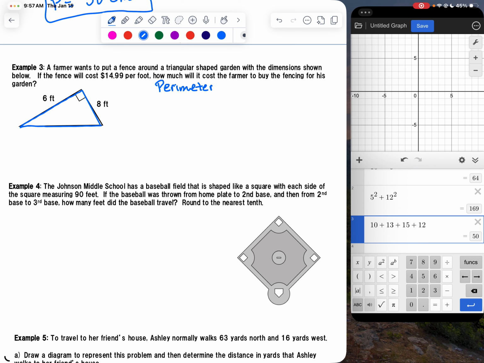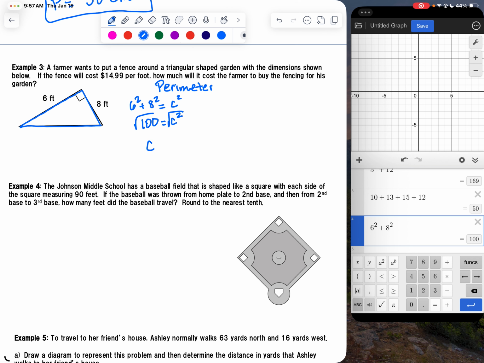So remember, to find perimeter, we need to add up all 3 sides of this garden. But I only know 2 sides. Well, lucky for us, we have a right triangle in this problem. So we can say that 6 squared plus 8 squared equals c squared. So 6 squared plus 8 squared is 100. And then take the square root of both sides. So we know our hypotenuse is 10 feet.